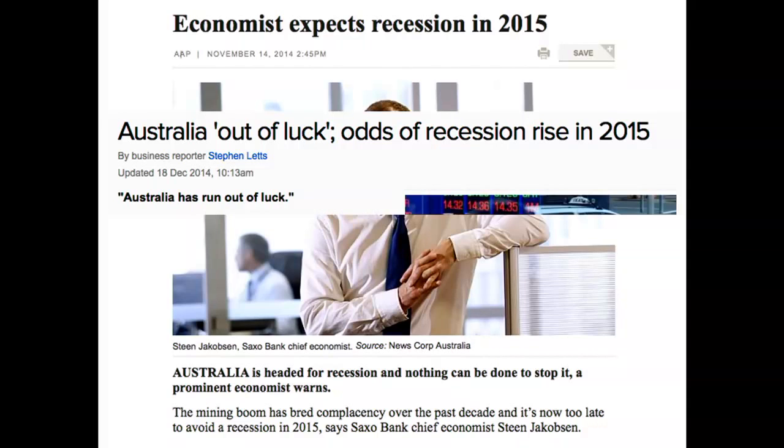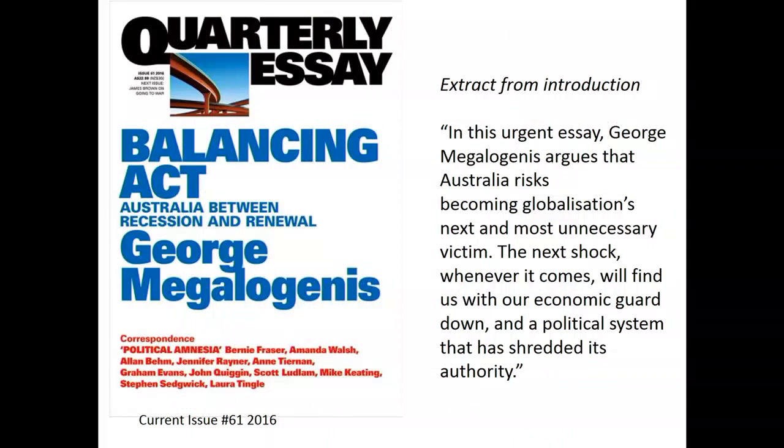The odds of a recession, again, Australia has run out of luck. Odds of recession, nothing. George Megalogenis argues that Australia risks becoming globalization's next and most unnecessary victim because we've got the wrong policies.